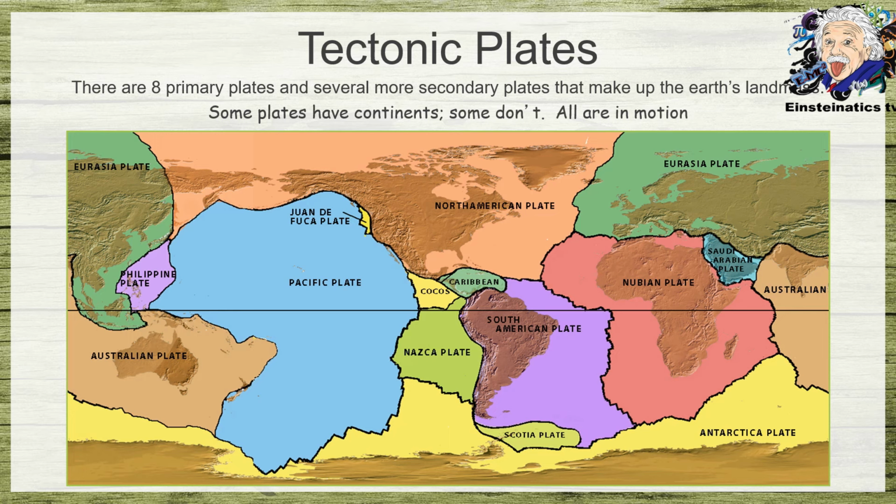So yung ibang mga plates ay merong mga continents sa taas niya, yung iba naman ay wala, meaning nasa ilalim sila ng ocean. Pero lahat ng to, mapa-primary man or secondary, lahat ng mga plates na to ay gumagalaw. And that is because, from what we learned earlier, because of convection current.